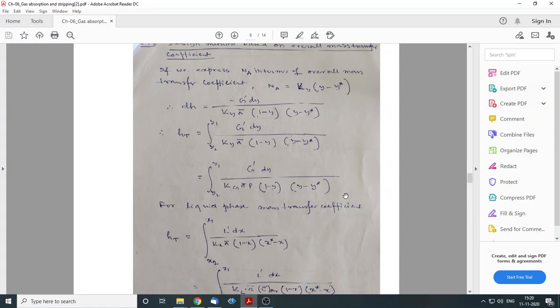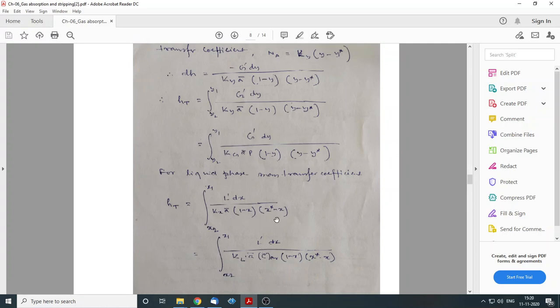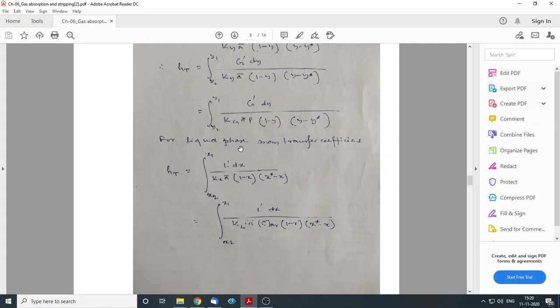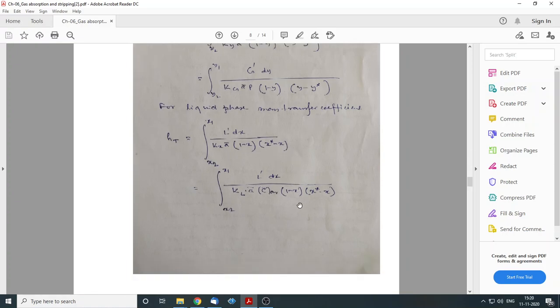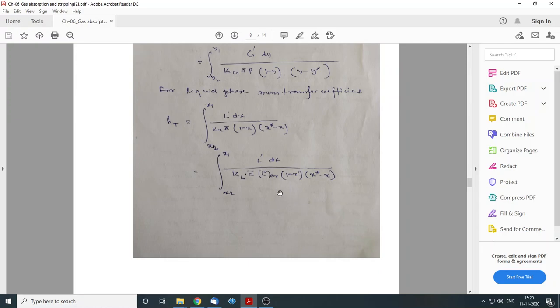Similarly for the liquid phase, for overall mass transfer, instead of small kx it will be capital Kx, and instead of xi minus x, it will be x star minus x; the driving force will be x star minus x. Okay, and this will be the corresponding equation. So the height of a transfer unit, the height of this column, takes different forms according to the different mass transfer coefficients.